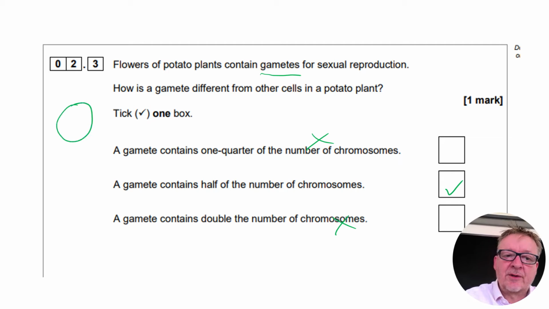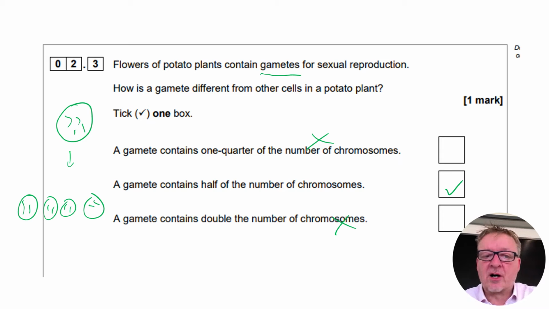So you've got to remember meiosis. What you do is you start with one individual cell, and as it goes down, eventually at the end you will have four non-identical daughter cells that have got half the number of chromosomes. That's meiosis.